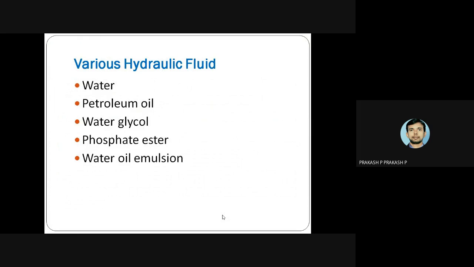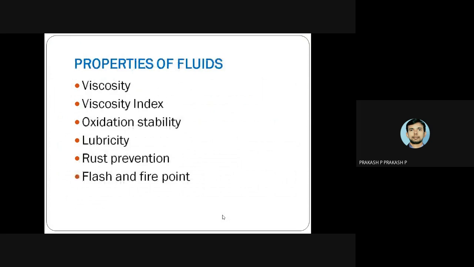Next, we have to see the various hydraulic fluids used in hydraulic systems. First is water, second is petroleum oil, third is water glycol, fourth is phosphate ester, and water oil emulsion. These are the different types of hydraulic fluid used to actuate any kind of hydraulic components.